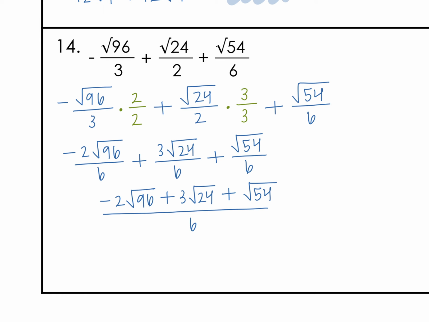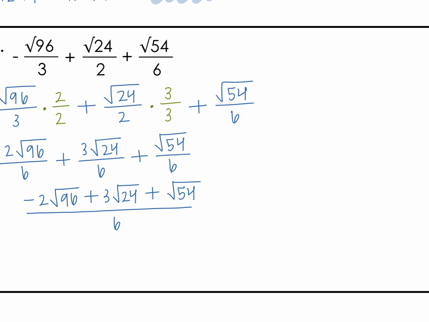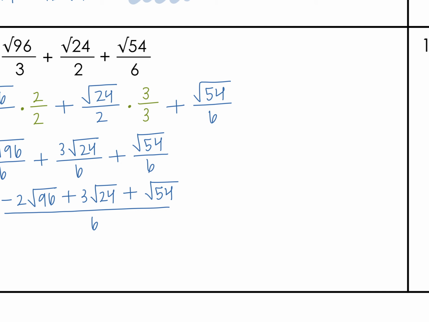So let's do a little bit of scratch work off to the side over here. Okay, so I'm going to take that, we've got negative 2 root 96, and I'm going to simplify. I'm going to do the same with that 3 root 24, and then my root 54. Okay, so some factors we can have here are going to be 8 and 12.